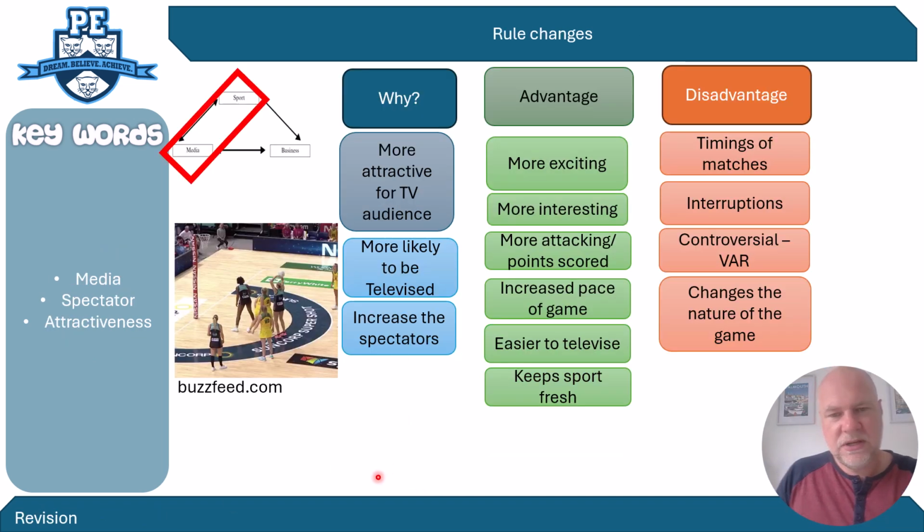So a slightly smaller area is the impact that rule changes have on games. Now what we're looking at here is how media might influence sport, and they might change the rules, and there's reasons why. The first thing is, they make the sport more attractive for a TV audience, and if it's more attractive, more people are going to be watching it, and it builds up bigger, and therefore it will be more likely for that sport to be televised in the future. This increases spectators, and then obviously if they've got an increasing spectator base, the media can make more money selling advertising space and linking in the business side of it.